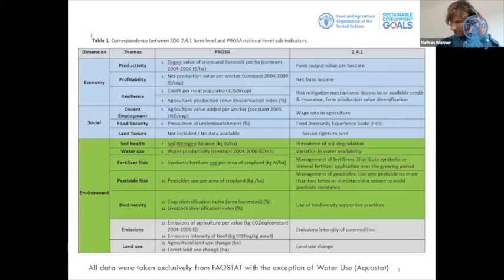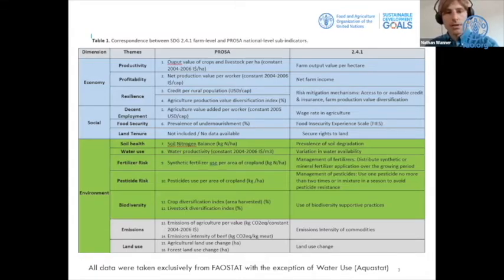I'd like to, without presenting PROSA as a proxy for 2.4.1, nonetheless, there are important correspondences between the PROSA indicators and 2.4.1, and these indicators themselves were chosen in the context of having looked at 2.4.1 quite in detail, and you will see the dimensions correspond, and we have very similar or mostly matching themes, okay?